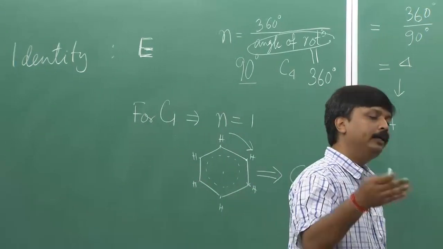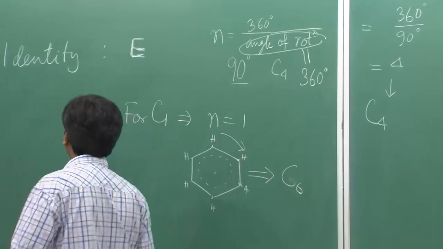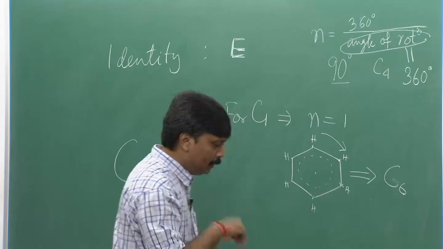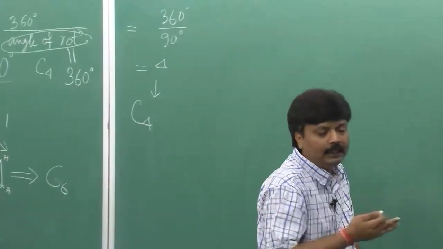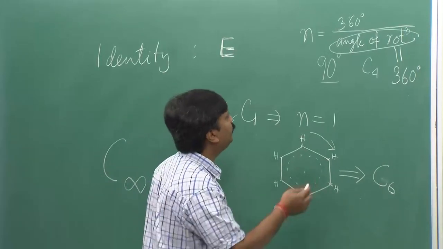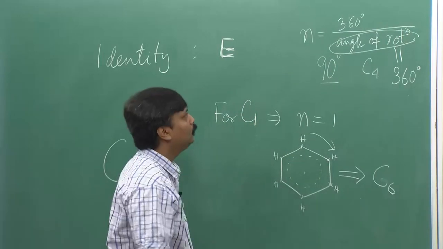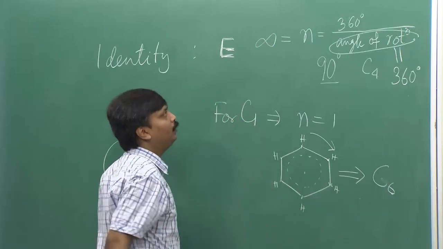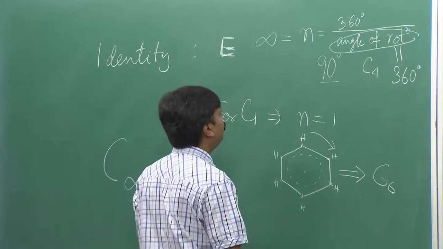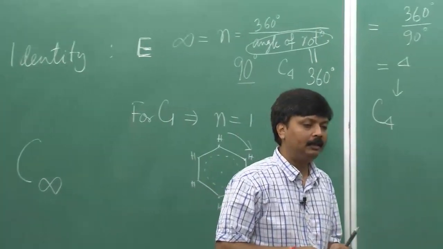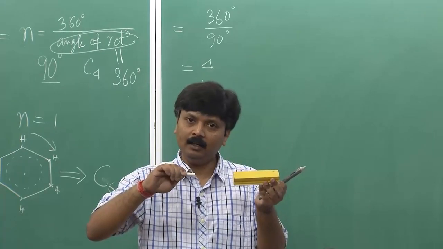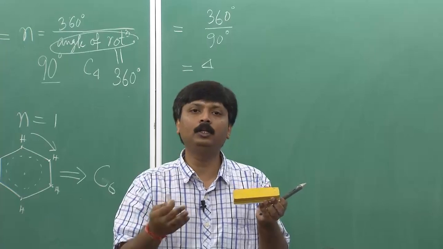Now, in that way I can go on increasing. So, can I have something which is C infinity? That is the question, right. From this expression, it looks like yes, I can have. What is the solution? That means here I have to have n equal to infinity, right. So, if I equate this to infinity, what do I have here? I have an extremely large number, almost like infinity. So, in that case, I have a situation like an object or a molecule which has an axis about which I can give any turn by any amount of angle, and I can get an indistinguishable structure.